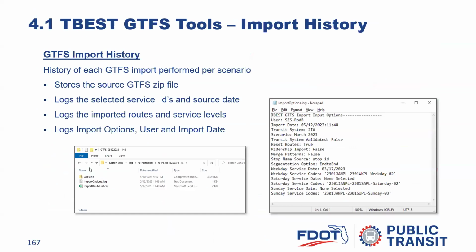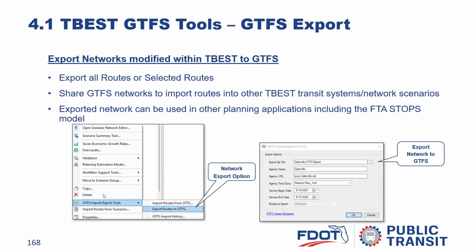All right. So one of the nice things about this is when you do import a GTFS, it does keep a history so that you can always refer back to what GTFS, the actual files that you imported, meaning the entire GTFS zip file, the service IDs and the dates that you selected, and the routes that you actually imported on that particular import. So it's very nice to be able to go back and see what did I import and when, and what were the dates and what routes did I import on that particular import session, right? And as I mentioned, it keeps the source GTFS as well.